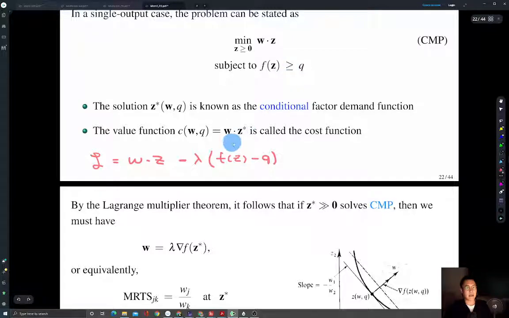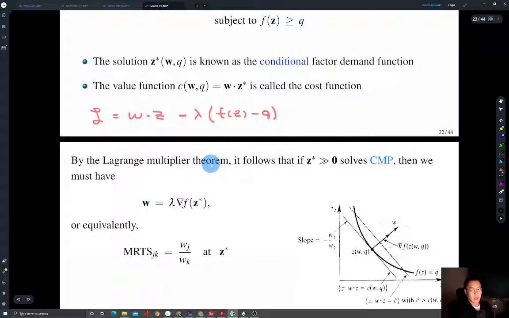So usually I write down the Lagrangian in this form, without changing the inequality form. I change the sign of the multiplier from positive to negative. But you may have your own taste, so it does not matter.